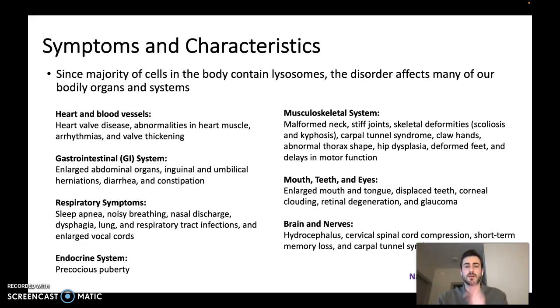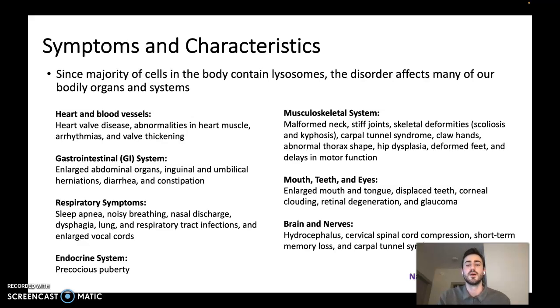Scoliosis is that lateral curvature of the spine that gives you the S or maybe a C shape, and kyphosis is that posterior curvature of the spine that gives you that hunchback look. You get carpal tunnel syndrome, claw hands, abnormal thorax shape, hip dysplasia, deformed feet, and delays in motor function. For the mouth, teeth, and eyes, we get that enlarged mouth and tongue, which we again saw in that previous picture.